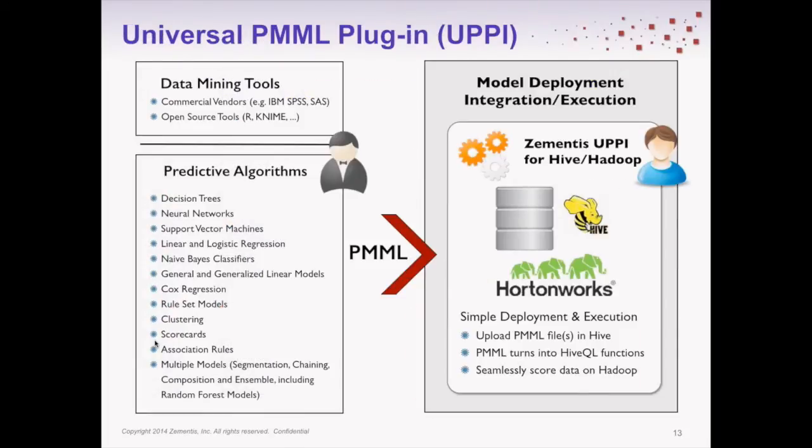And if you think about hundreds and thousands of models that you'd like to deploy, this is really the way to go. Now on Hadoop, the key product that we have for that is called the Universal PMML Plugin, or in short UPPI. And it runs, of course, natively on Hive on the Hortonworks platform. And what it does is it takes PMML and uses any of the tools on the left-hand side, commercial tools, open source tools like R, KNIME, any of the predictive algorithms that you can think of, from very simple models. You may have 100 simple models, or you may have just 1 or 2 very, very complex ensemble models. Or you may have hundreds of thousands of ensemble models. This is actually a high-end use case that we see as well.